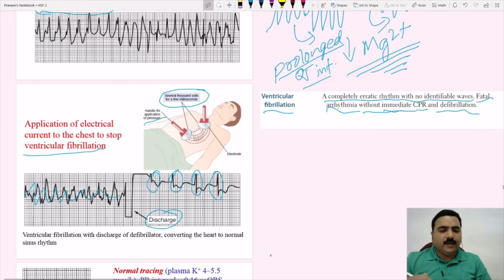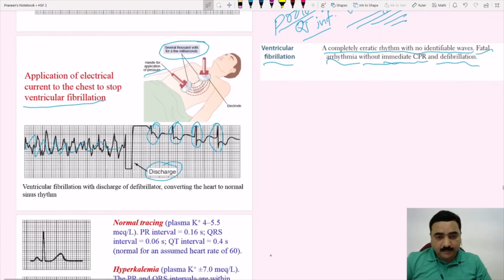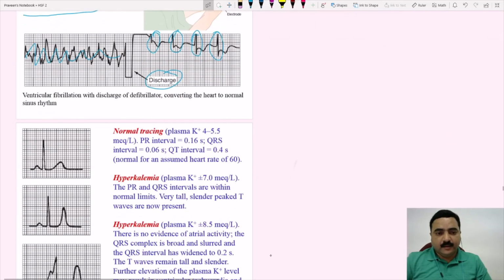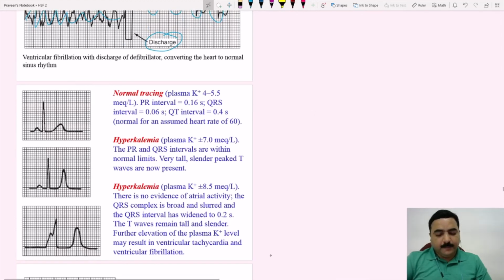Okay, one more additional point I want to add to these arrhythmias, and then to conclude the ECG topic: hypokalemia and hyperkalemia. What happens to the ECG? How to identify the ECG by looking at the potassium levels, what happens to the potassium levels, and look at the ECG, what are the changes that happen. So, hypokalemia and hyperkalemia. The normal value of the plasma potassium level is about 4 to 5.5.